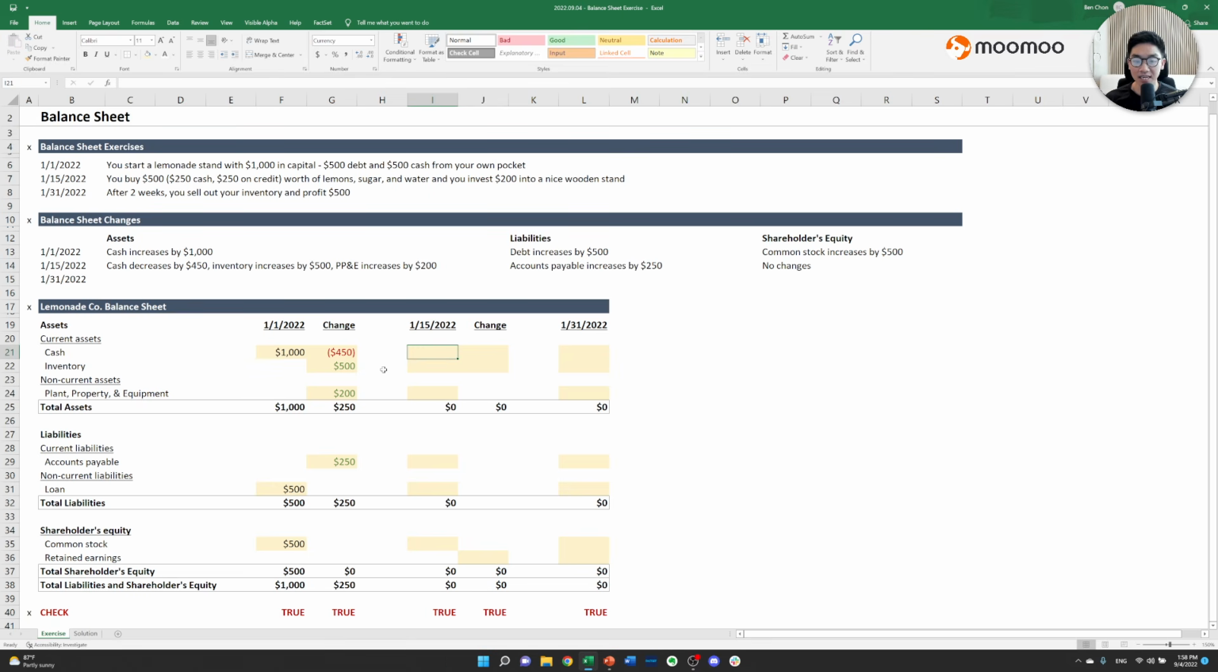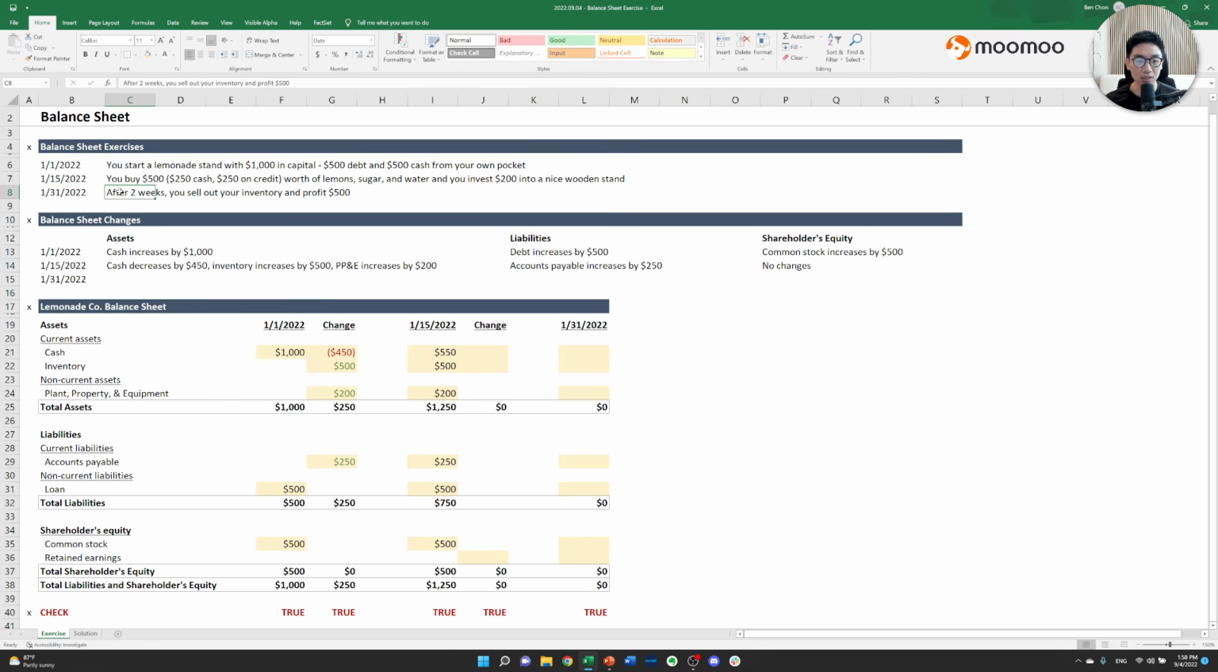So after all these changes, our next step is to see what our balance sheet looks like. So what we're going to do is go from our previous balance sheet and add up all the changes. And you can see that when we do that, our assets equal our liabilities and shareholders' equity. So we know that everything's correct. And so let's look at what happens at the end of the month.